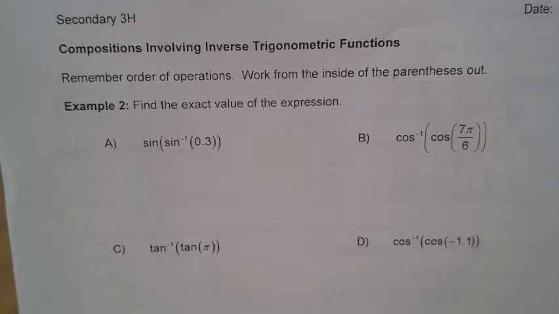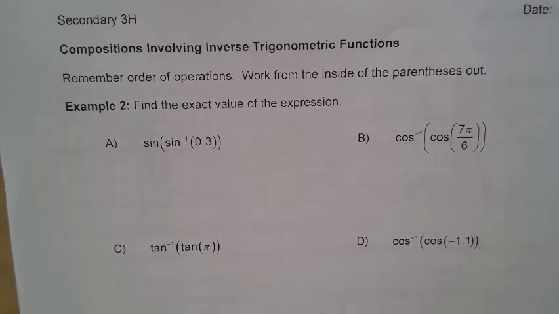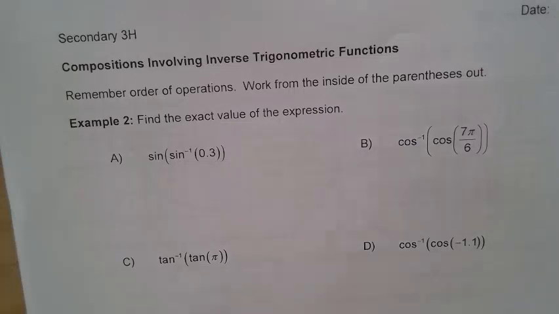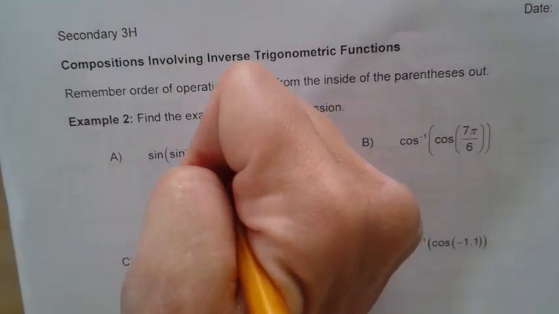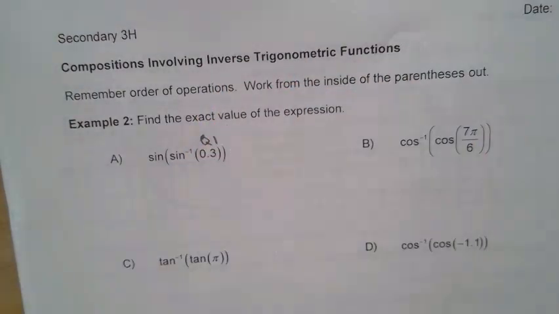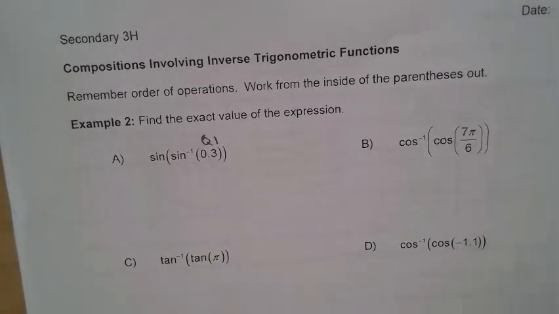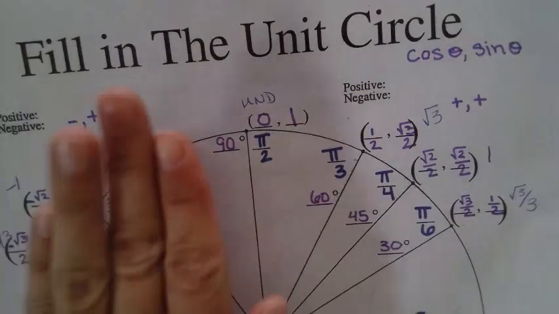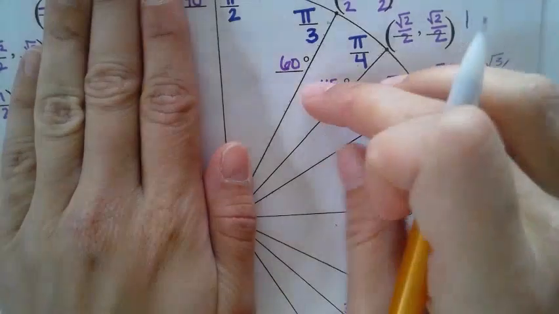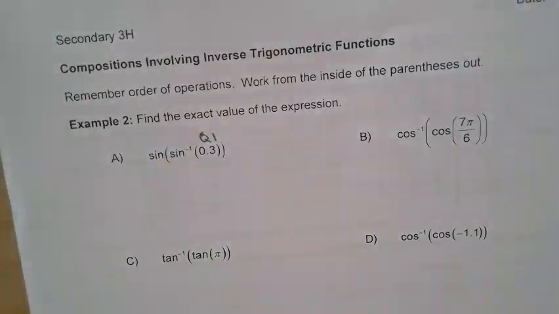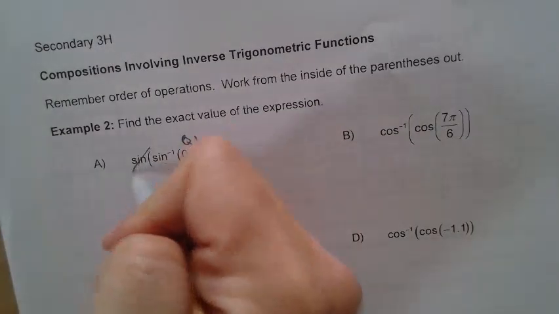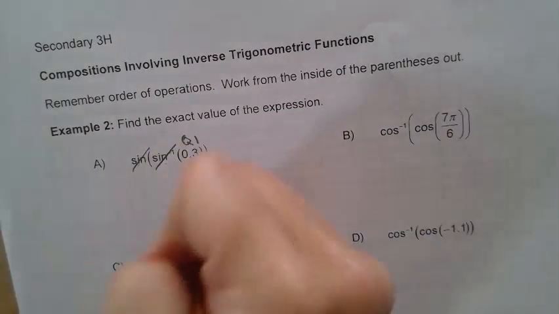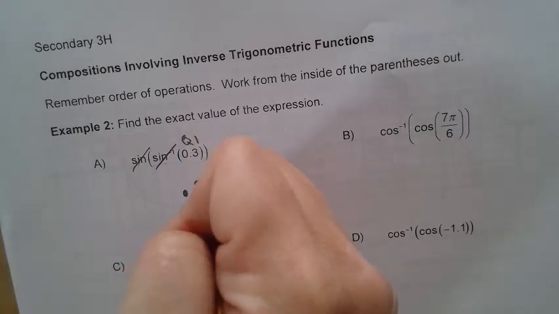In example 2, we are going to do some compositions. So work inside out. For A, one of the things I want you to see is 0.03 would be in the first quadrant, which is great because for inverses, sine is quadrant 1 and quadrant 4. And because sine and inverse sine are inverses, our answer is 0.3.